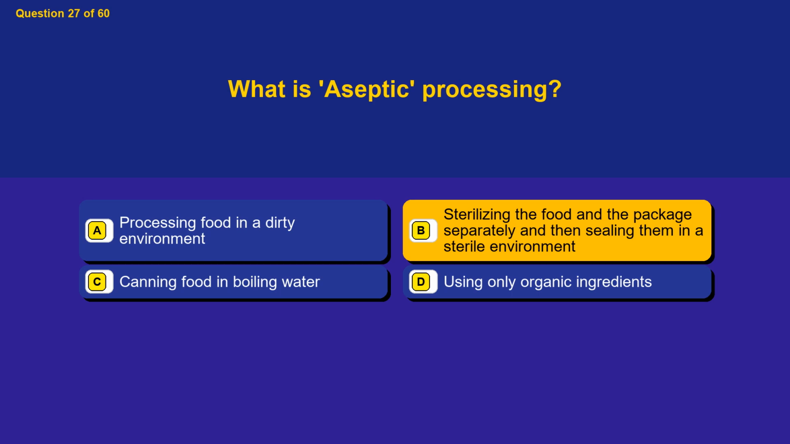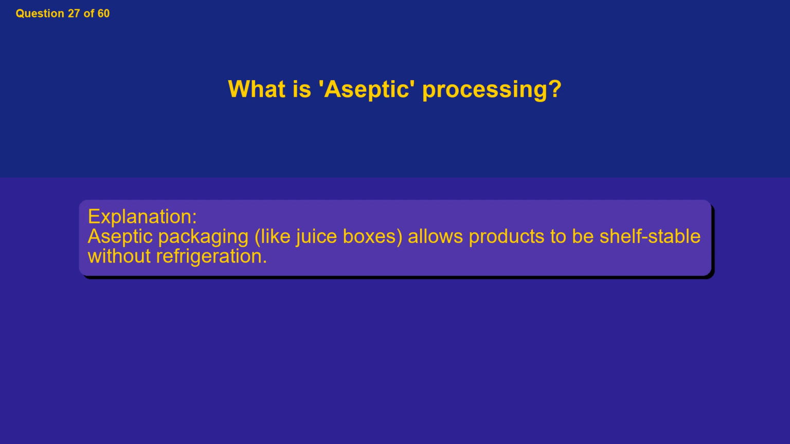The correct answer is option B. Sterilizing the food and the package separately and then sealing them in a sterile environment. Aseptic packaging, like juice boxes, allows products to be shelf-stable without refrigeration.